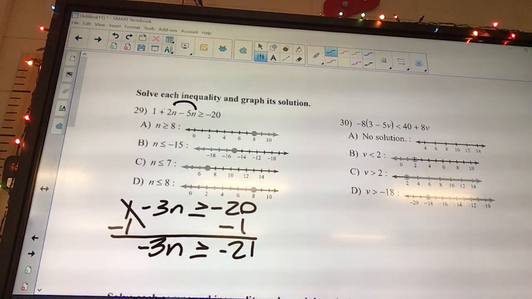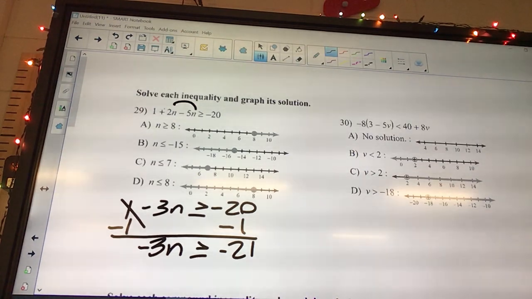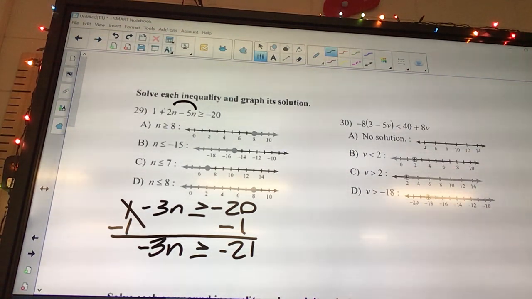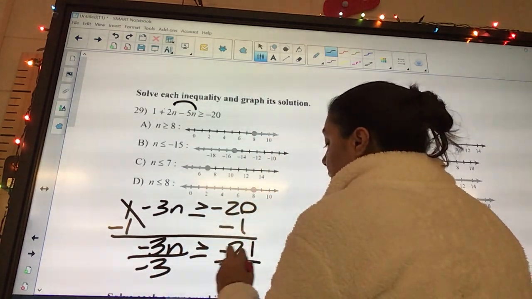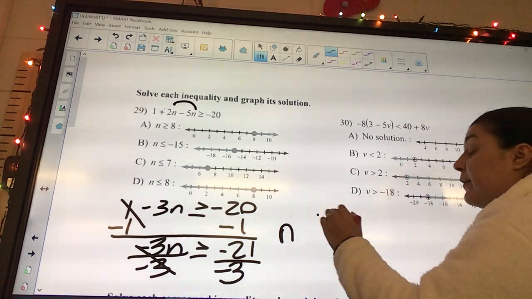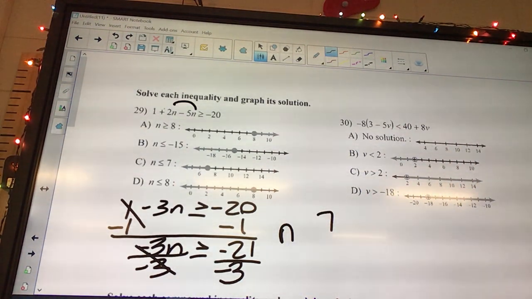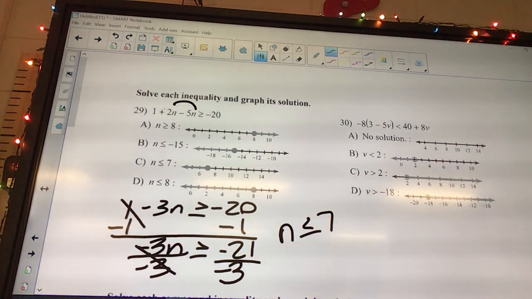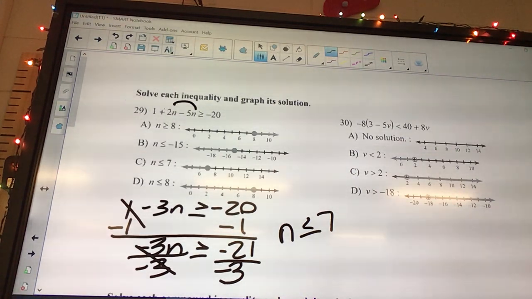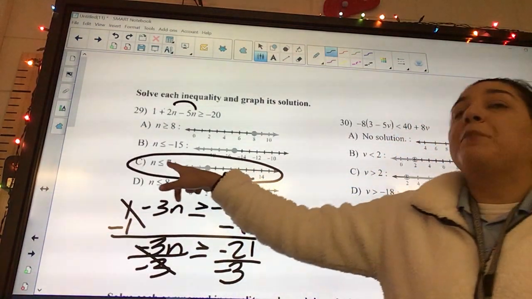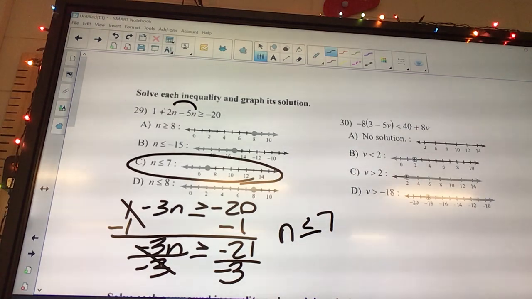And then what? Divide by negative 3 on both sides. And what are you going to get? You're going to get a 7. And what do we need to do? We've got to flip it. Okay, so what answer choice is that going to be? C. Okay, so even if on this one you forget to flip, there's only one option with a 7. So that's kind of helpful.